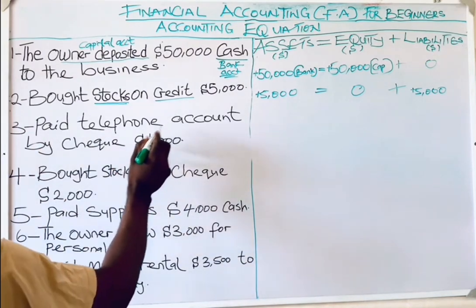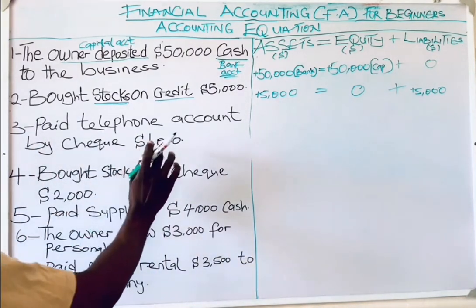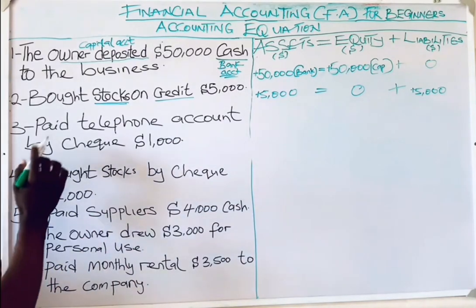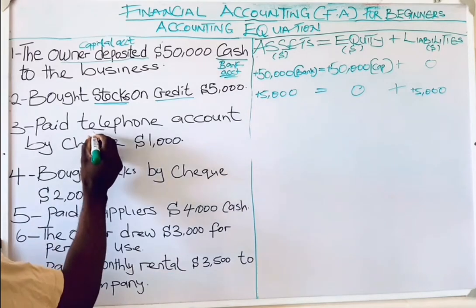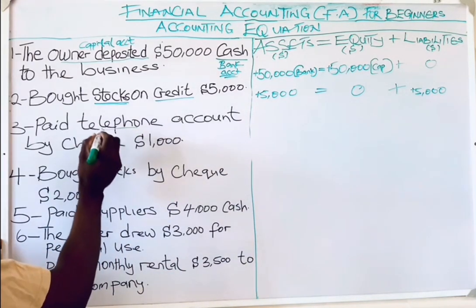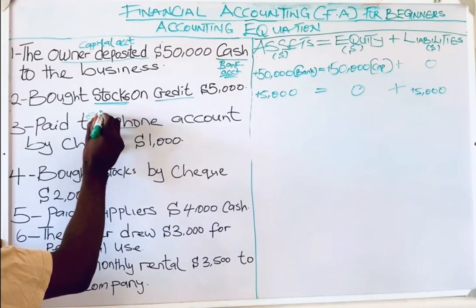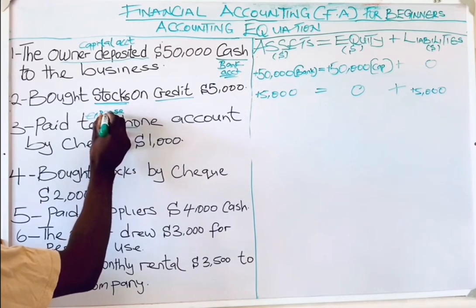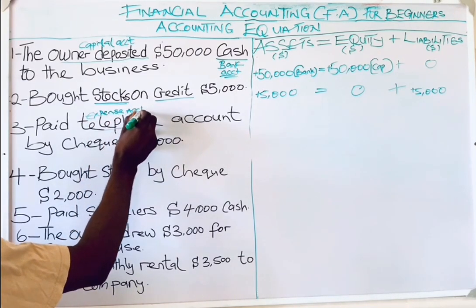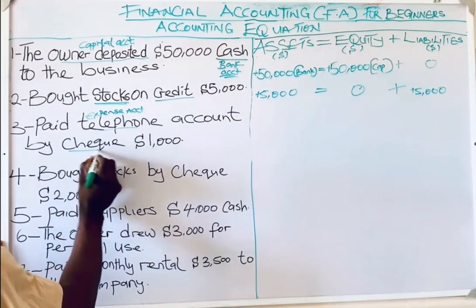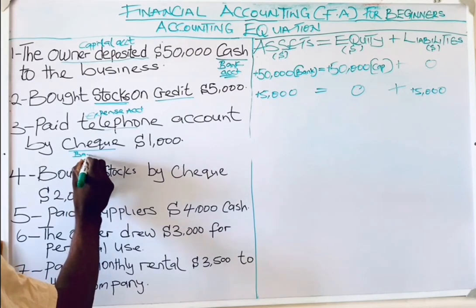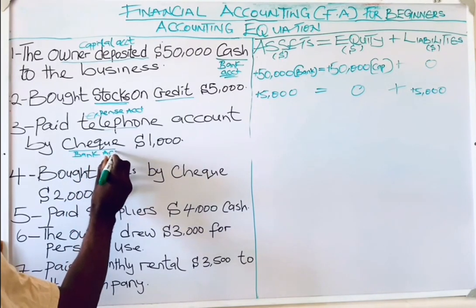Paid telephone account by check, $1,000. Paid telephone. You see, whenever you pay, it's an expense. You are spending, it's an expense. And the expense is on telephone. This is an expense account under telephone. And the payment was by check. Check is bank account. Very simple as that.